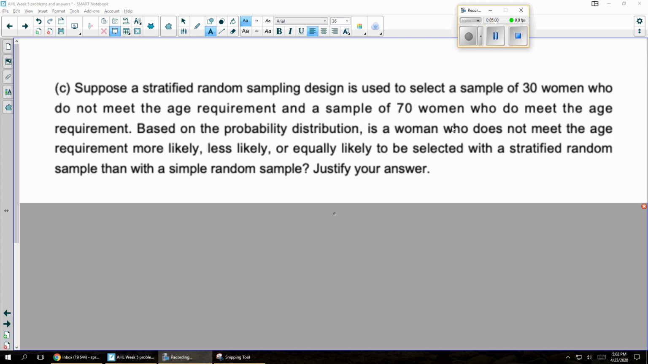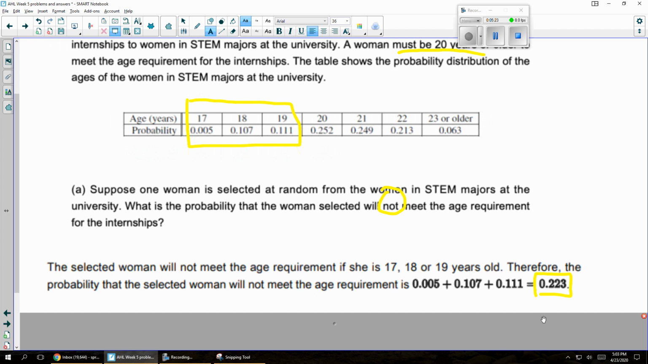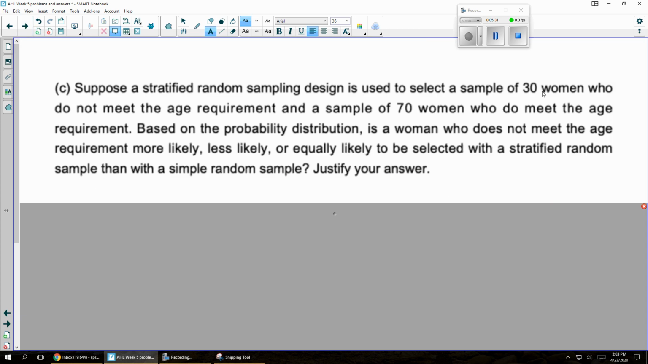So, what is the probability here that a woman doesn't meet the age requirement? Well, it's 30%, right? Because 30 of the women don't meet the age requirement. So when I use this stratified sample, there's a 30% chance that the woman won't meet the age requirement. What if I use a simple random sample? What's the probability she doesn't meet the age requirement? Well, there it is, 0.223. So is she more likely or less likely with stratified? Well, she's more likely. It's 30% here. That's a bigger number than 22.3%.